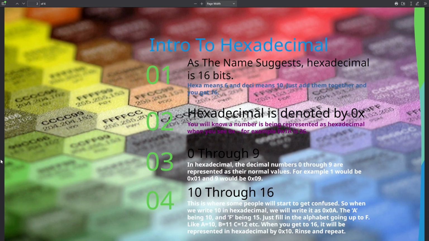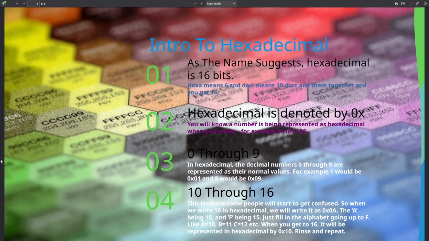0 through 9. In hexadecimal, the decimal numbers 0 through 9 are represented as their normal values. For example, 1 would be 0x01, and 9 would be 0x09.